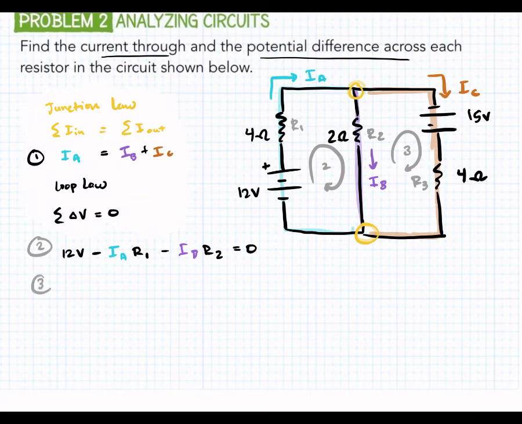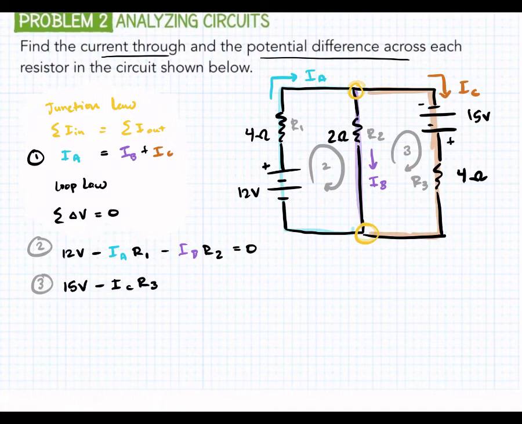Okay, well, now we're going to do loop 3. And you can see for loop 3, let's start with the battery. That's usually a pretty good place to start. So we have 15 volts, because we're going, once again, from negative over here to positive over here. So as we travel through from negative to positive, that gives us a positive voltage. We don't care which direction the current's going for batteries. Then we get to R3, and we're going the same direction as current. So that's minus IC R3.